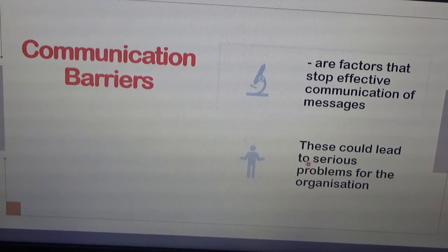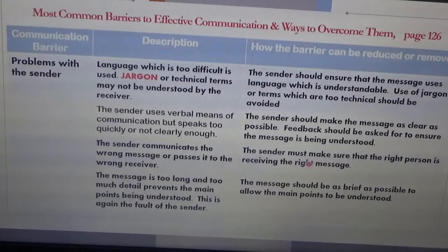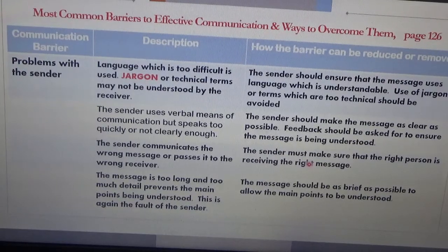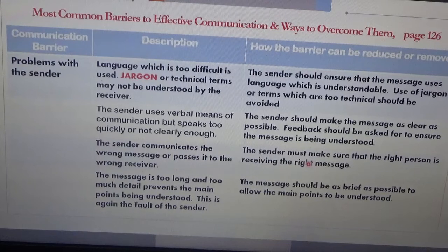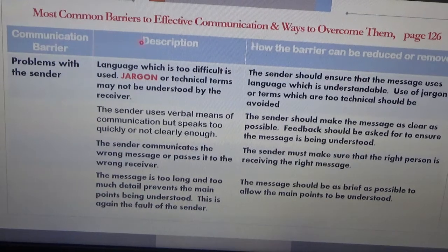They are found in your book on page 126. We have there the most common barriers to effective communication and the ways to overcome them. The communication barrier here on this slide is the problems with the sender. Let's try to describe it and how the barrier can be reduced or removed.